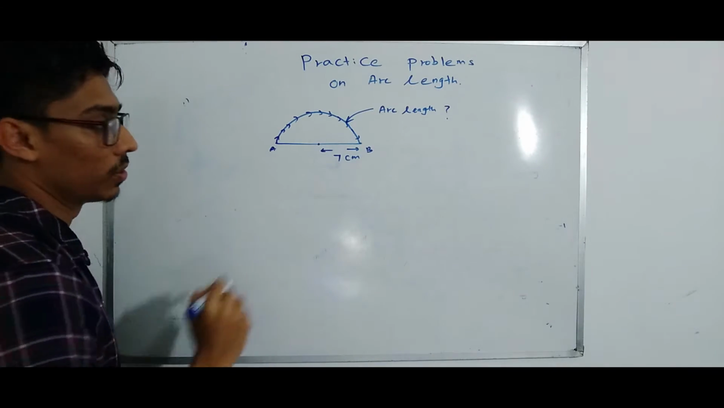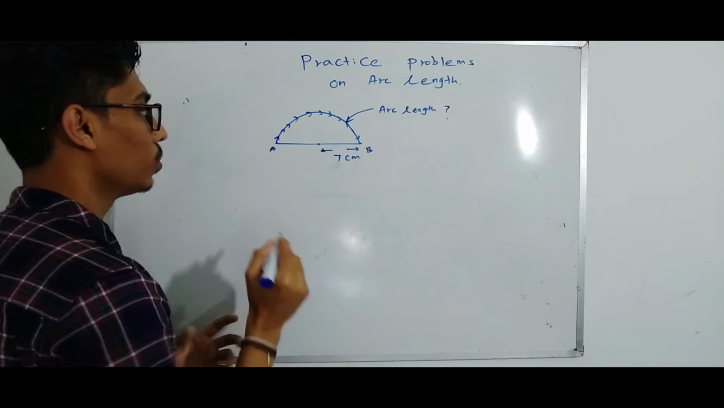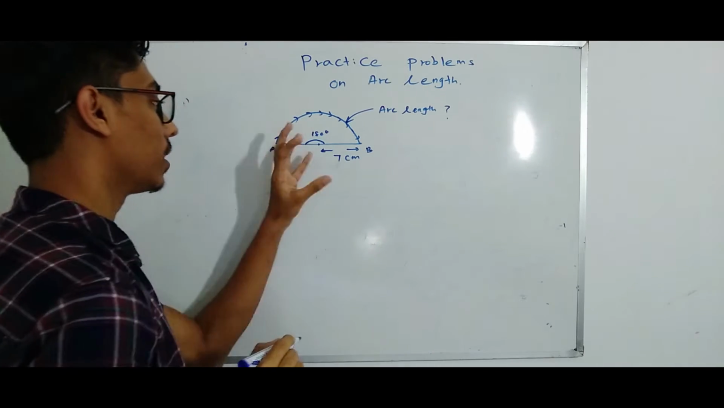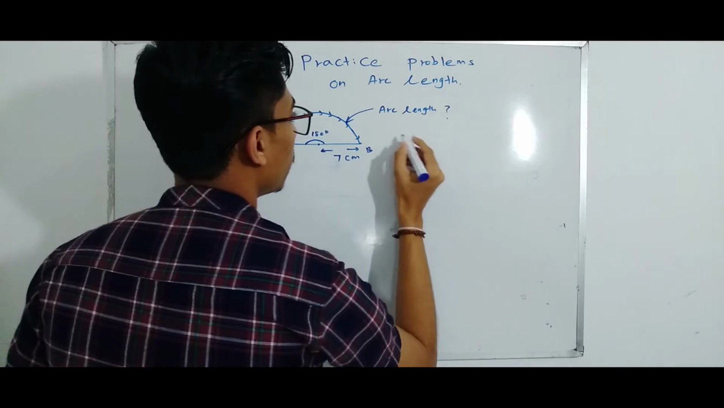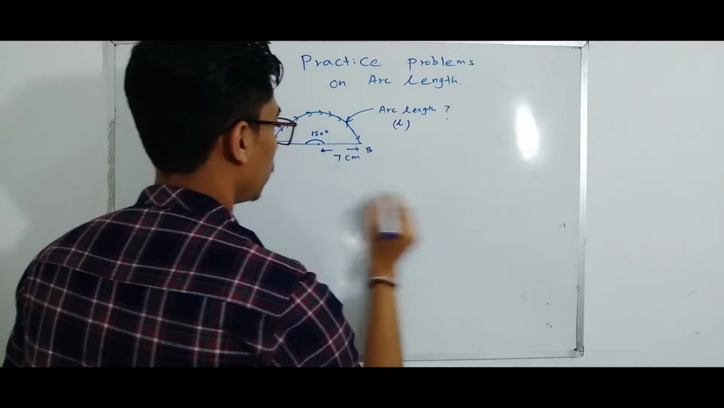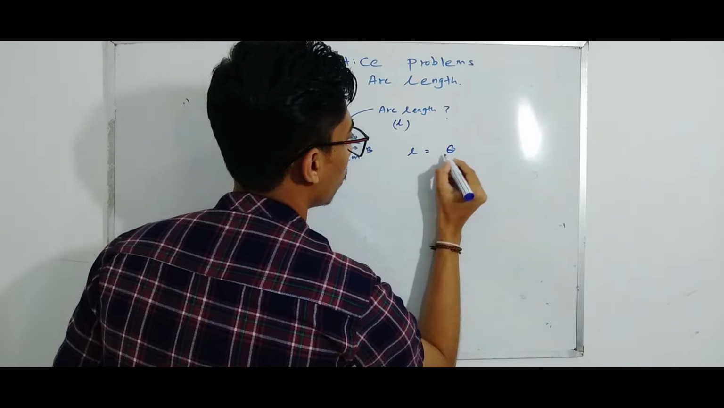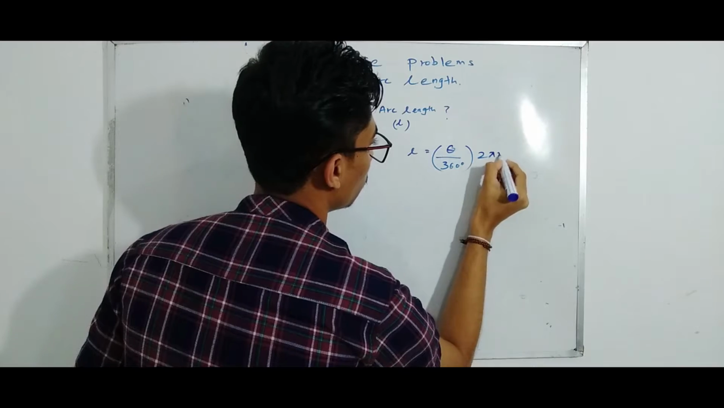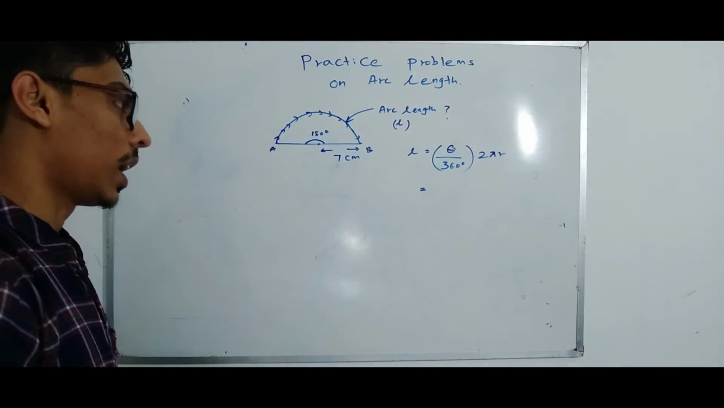You can go to my early videos. In order to find the arc length of this, I have to use an equation. This is 180 degrees enclosed by this semicircle, and let me write the equation for that. I'll take the arc length as L. L equals theta over 360 degrees into 2 pi r. So this is the equation that we use to find the arc length.